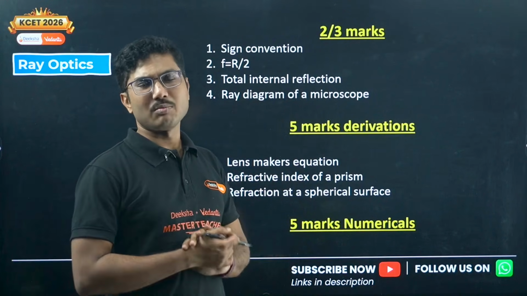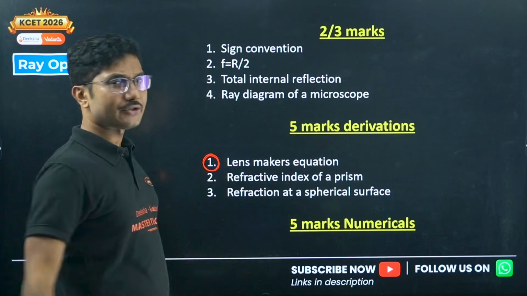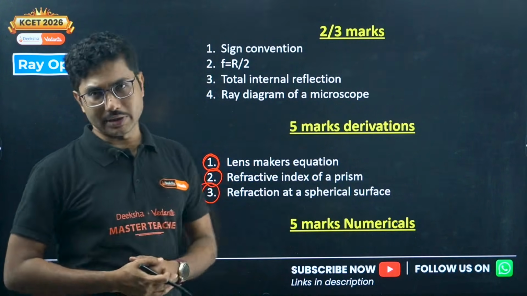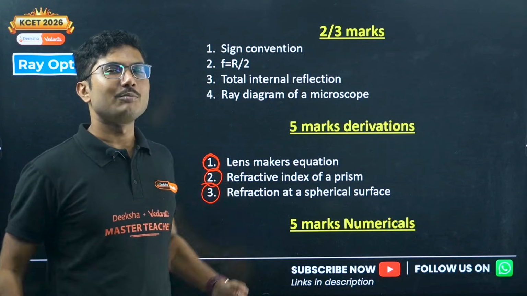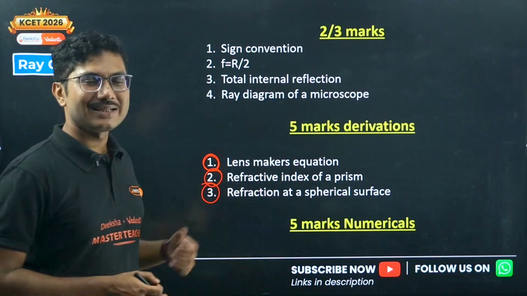These 3 are the most important, and most of you will get one of these as the question. Some of you will get this as a question, some of you will get that as a question as well. The luckiest ones, most of you are lucky: the lens maker's equation, the easiest of the 3, that is going to come.